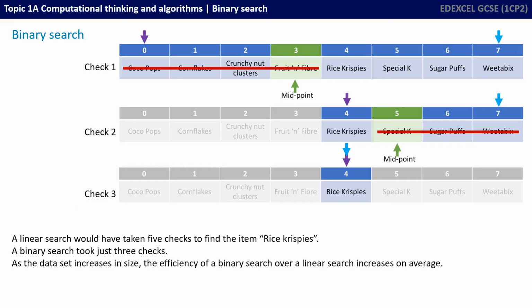Of course, there are some situations where the binary search is not better, and you might be able to spot them. For example, if the item we're looking for is the first one in the list.